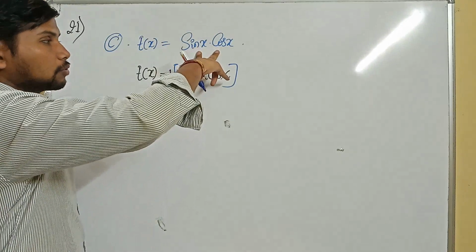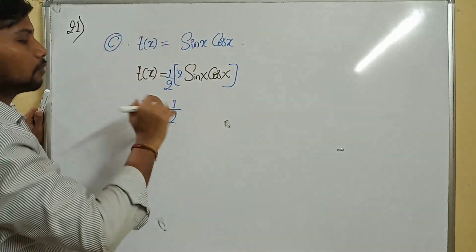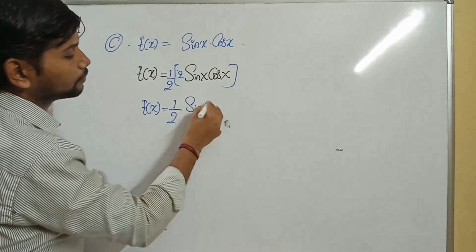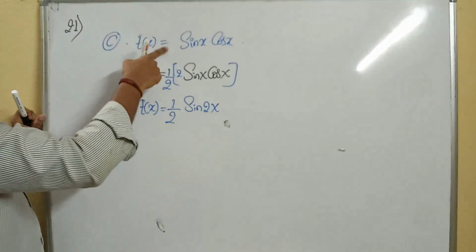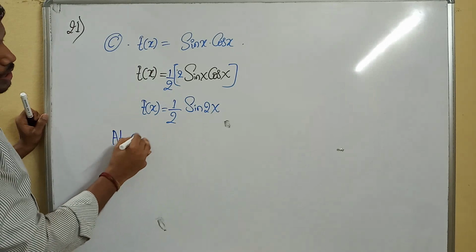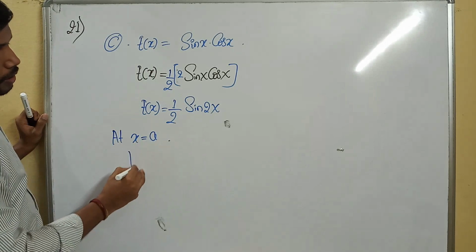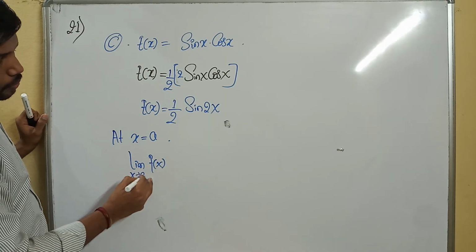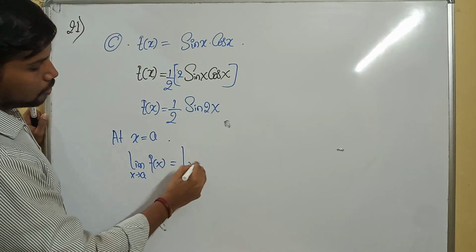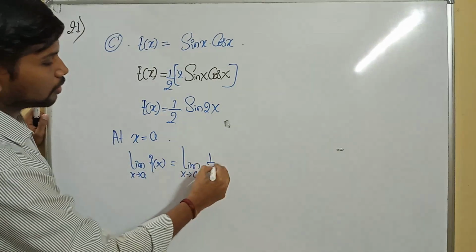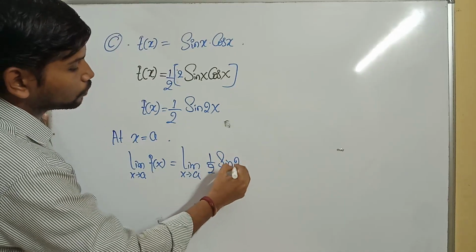Instead of product of two functions, I will convert to a single function. What is 2 sin x cos x? Yes, it is the formula for sin of 2x. Got the point? I converted the given question to 1 by 2 sin of 2x. Now I'd like to check at x is equal to a. What is limit of f of x as x tends to a, equal to limit of x tends to a of f of x? Yes, 1 by 2 sin of 2x here.